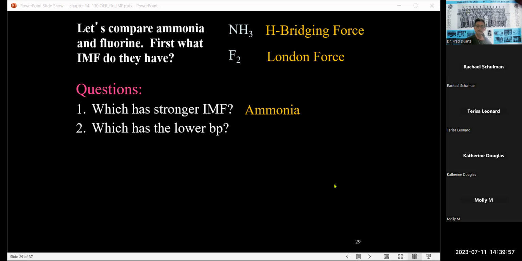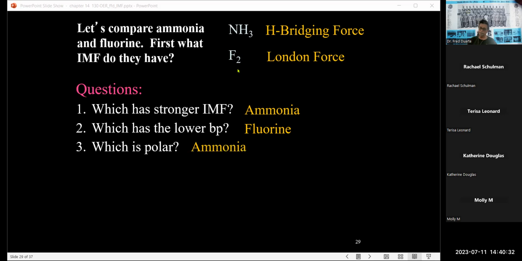All right, which has a lower boiling point? The lower boiling point between the two will be the one with the weaker intermolecular force. So fluorine would have the lower boiling point, whereas ammonia obviously has a higher boiling point because it has a stronger intermolecular force. Fluorine has the weaker London force, which gives it a lower boiling point. Which one is polar? We talked about that. Ammonia is polar. All diatomics are nonpolar.